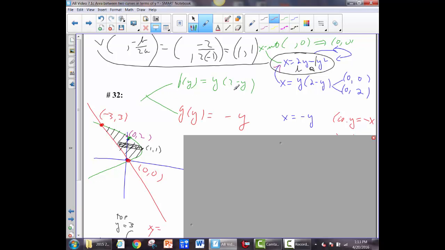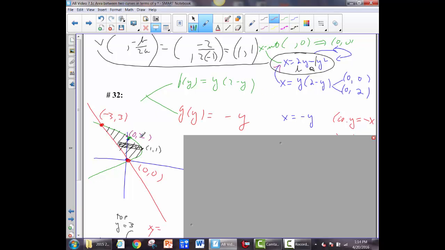Alright, so here's another one, number 32. They give you f of y is y times 2 minus y, g of y is negative y. So the first thing is you're going to need to graph them, you're going to need to find their points of intersection. So this really means x equals y times 2 minus y. In its factored form, it makes it easier to find the intercepts. If I replace x by 0, then y is either 0 or 2. So I have 0, 0, and I have 0, 2. Those are my y-intercepts for this green parabola.